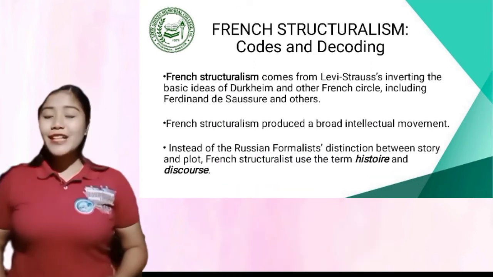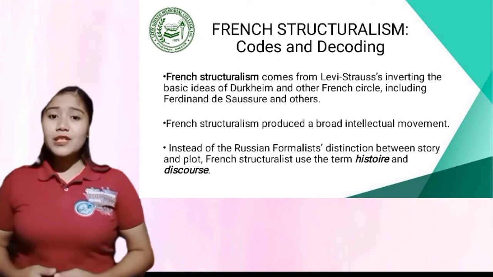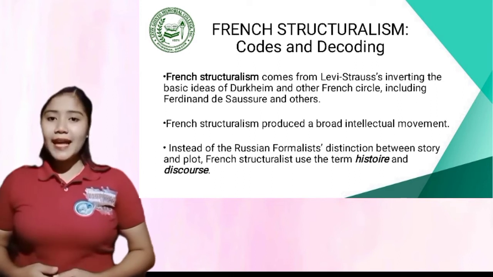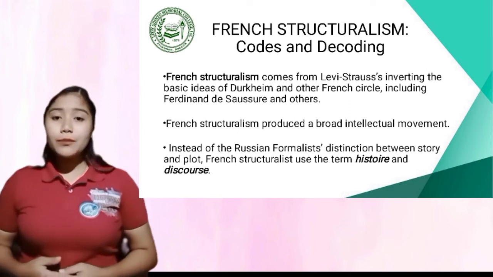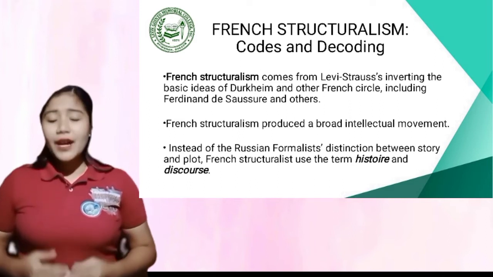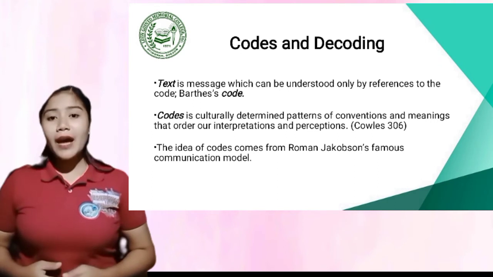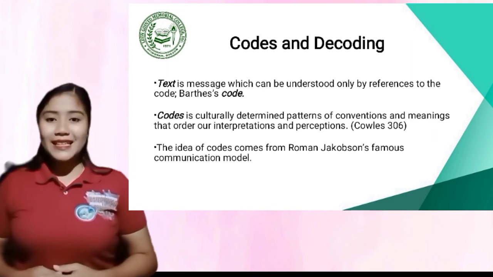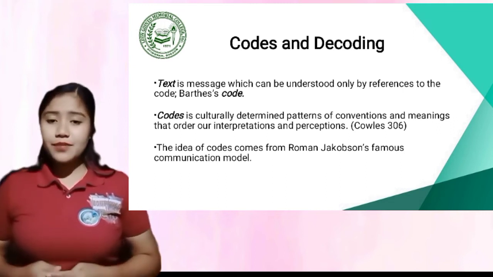Let's move on to French structuralism. French structuralism comes from Levi-Strauss inverting the basic ideas of Durkheim and other French circles, including Ferdinand de Saussure and others. French structuralism produced a broad intellectual movement. Instead of the Russian formalist distinction between story and plot, French structuralists use the terms histoire and discourse. Text is the message, which can be understood only by reference to the code, Barthes' code. Code is culturally determined patterns of inventing and meaning that order our interpretation and perceptions.